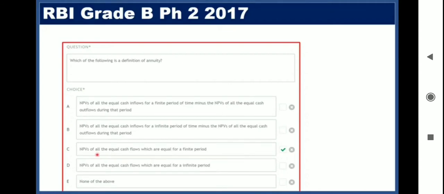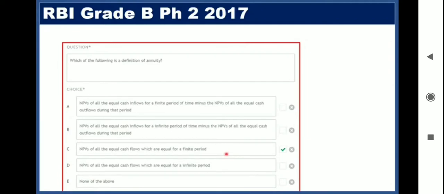The third option talks about equal cash flows for a finite period. So this might be the correct option because in annuities we have discussed that it means equal investments for a certain period in time. D is similar to C, but it says investments for an infinite period. We have never discussed in annuities that annuities are meant for infinite period. So if we see all this, C seems to be the correct answer.